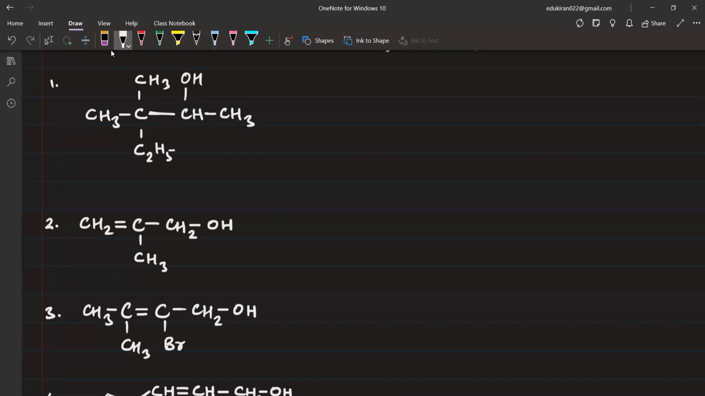So first of all, identify the functional group. Tell me what is the functional group here? OH. Yes. So for OH, what do we write? We write ol. Correct? Now tell me, is there any unsaturation? Any double bond or triple bond? So what do we write, guys, if there is no double bond or triple bond?